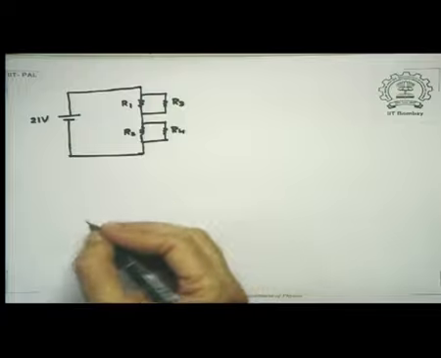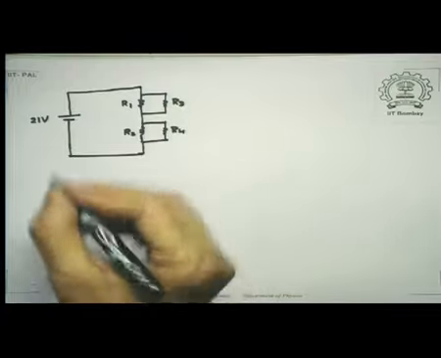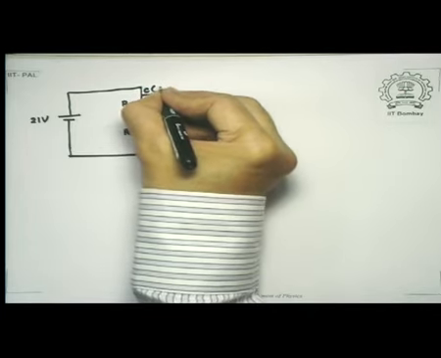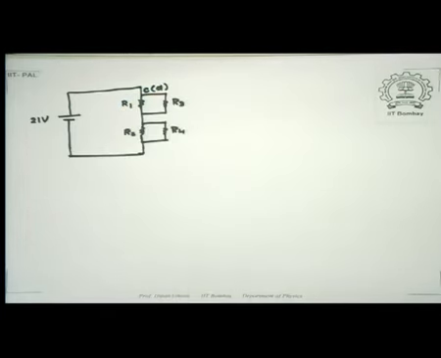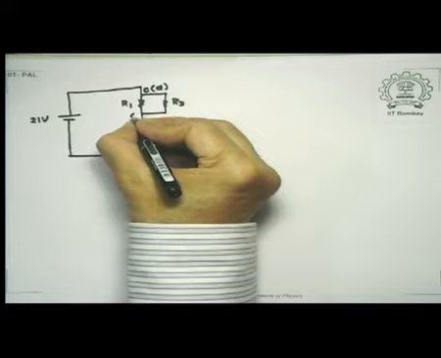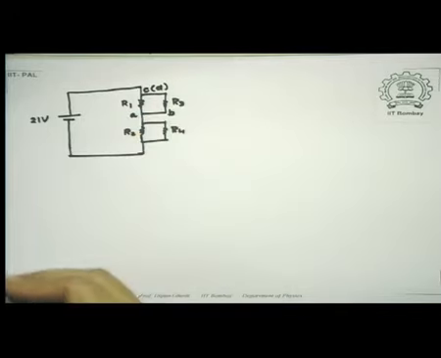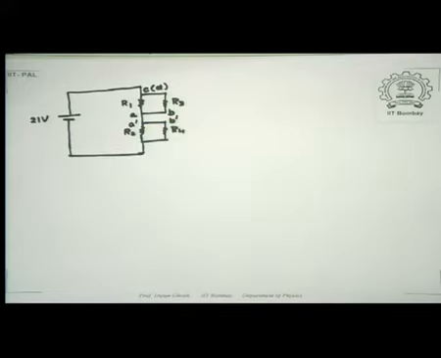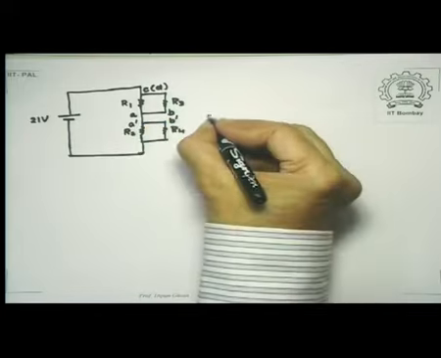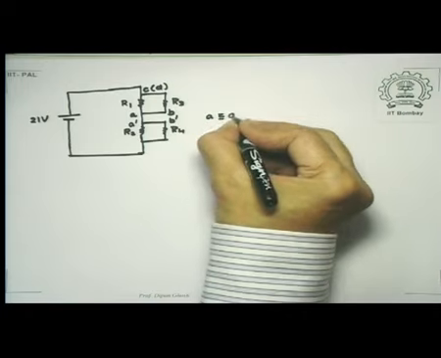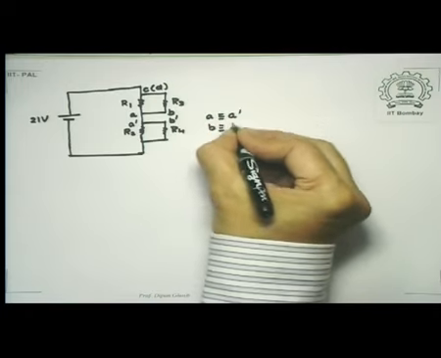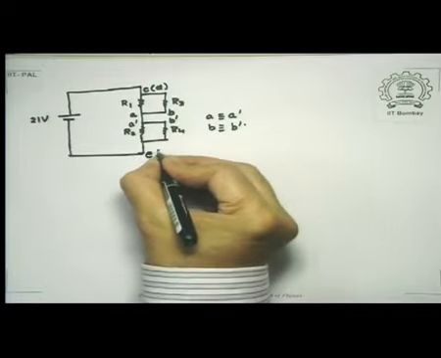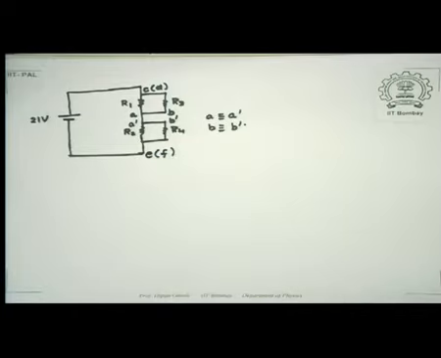The points with reference to the original labeling: this is point C or D, as the case may be. This point is A, this point is B. This is A prime, this is B prime. They are the same points really, A or A prime. So let's say A is equivalent to A prime, B is equivalent to B prime. And the last point is E or F, as you desire.